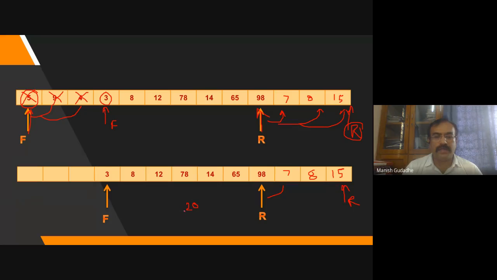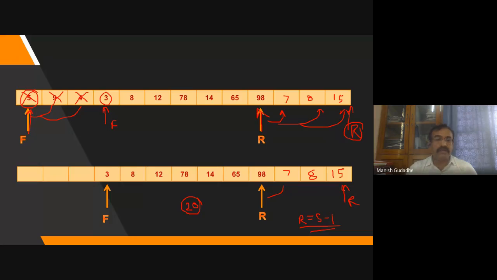I want to insert this element. I'll check the Q full condition, whether R is equal to size minus 1 or not. If R is equal to size minus 1, yes, it is true. Right now, R is pointing to the last element of the queue. That means it is going to give me a message: Queue is full.